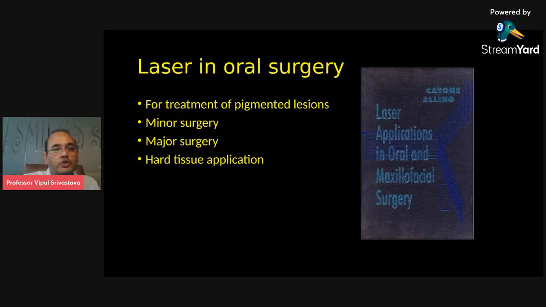For soft tissue, I can use laser for treatment of pigmented lesions, for minor surgeries, and for major surgeries. I can also use laser as an adjunct to conventional surgery. Suppose you're not very confident using laser for some surgeries, you can always use conventional surgery and then use laser for healing, coagulation, and arrest of bleeding. Some slides I want to share with you.